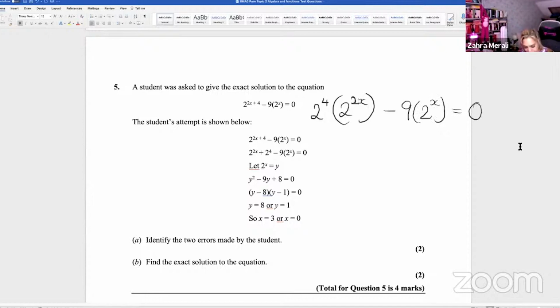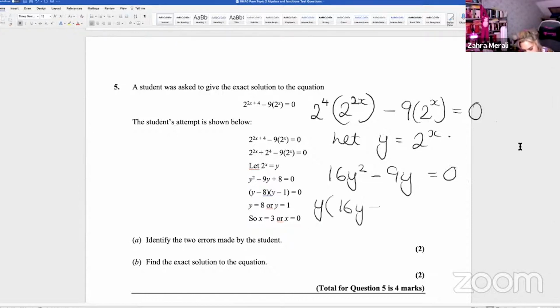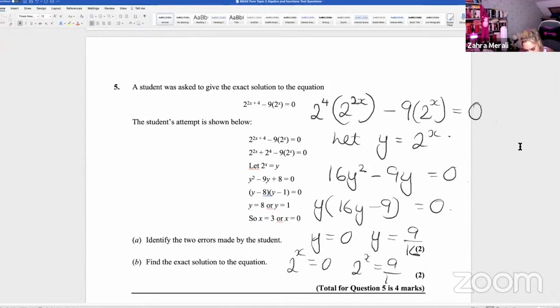So 2 to the 4, we know, is 16. We're going to let y equal 2 to the x. So we get 16y squared minus 9y equals 0. Take a common factor outside, so take y outside: y times 16y minus 9 equals 0. y equals 0, or y equals 9 over 16. But y is actually 2 to the x, so 2 to the x equals 0, or 2 to the x equals 9 over 16.